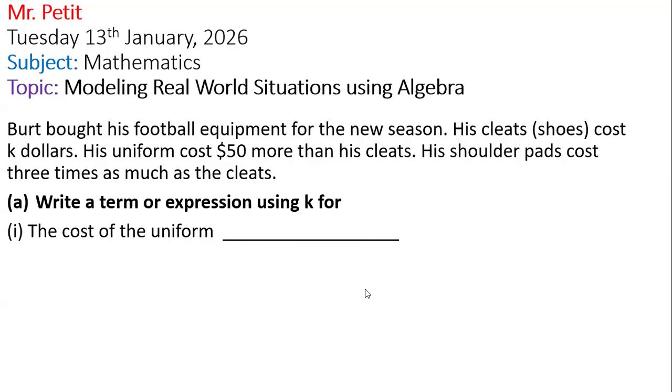China, can you read this word problem for me, please? Bert bought his football equipment for the new season. His cleats shoes cost $K. His uniform cost $50 more than his cleats. His shoulder pads cost 3 times as much as the cleats. Write a term or expression using K for the cost of the uniform.